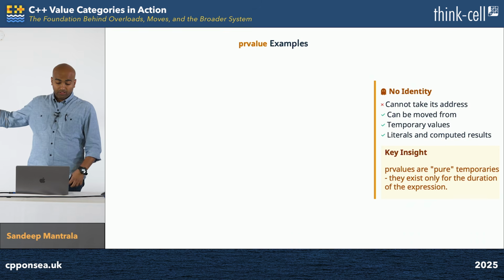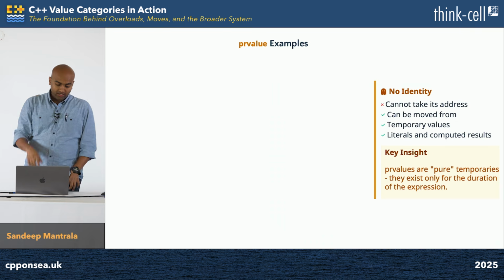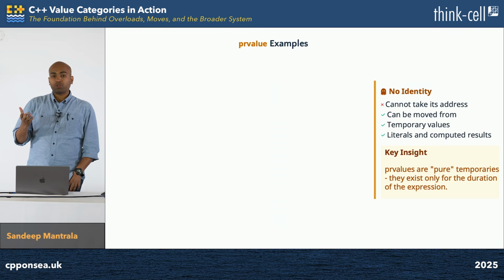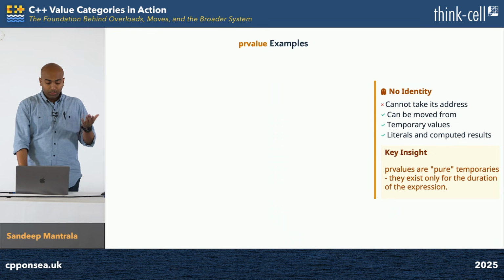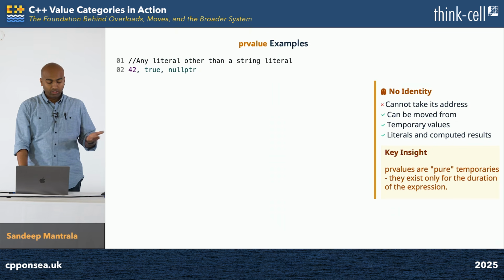Next, we have prvalues. Again, let's just look at what these are. You cannot take their address because they are temporaries, but you can move from them, right? Almost all temporaries are classified as prvalues. Literals and computed results are also classified as prvalues. So 42, true, nullptr, all these are literals. Hence, these are prvalues.